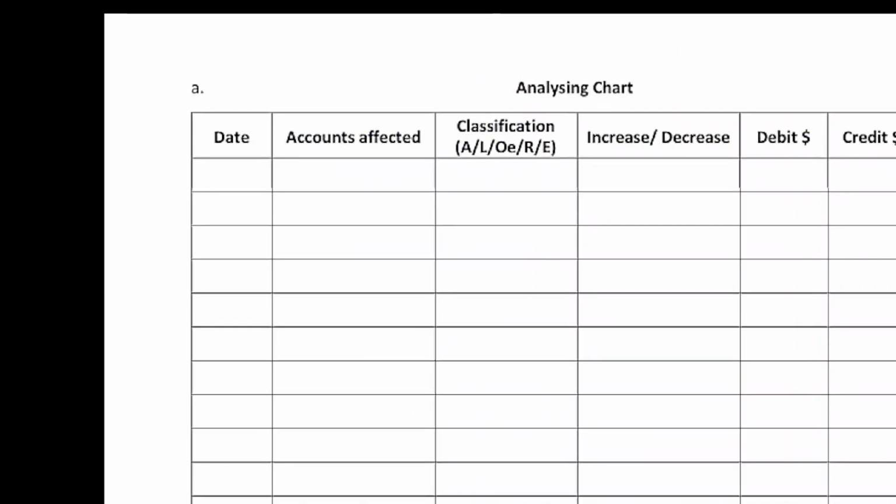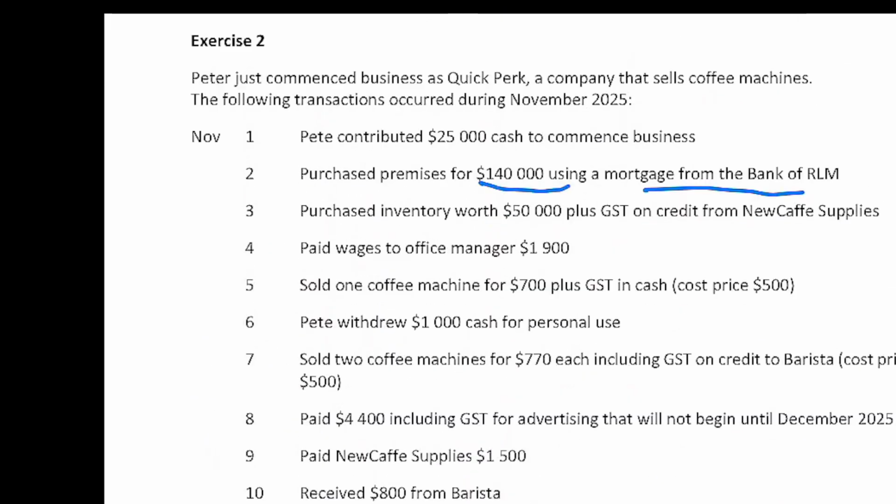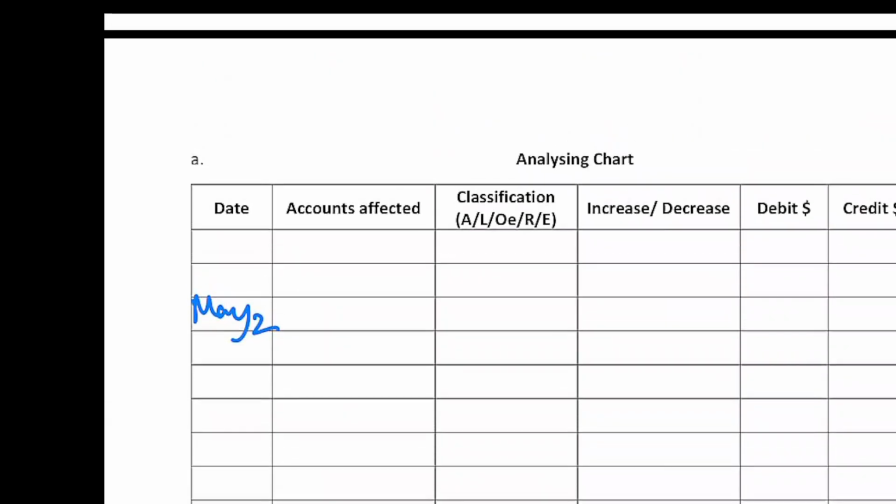Then go May 2nd, or whatever the date. What is the month? It's November, whatever the month is.